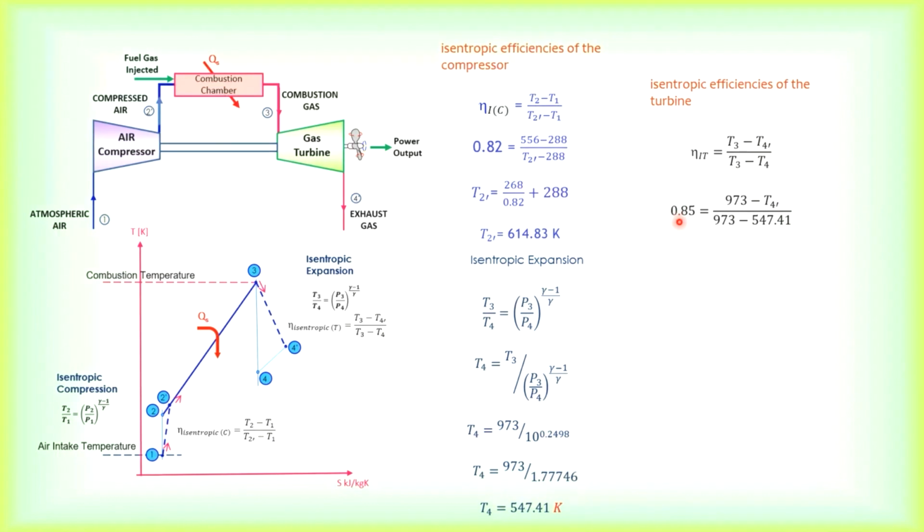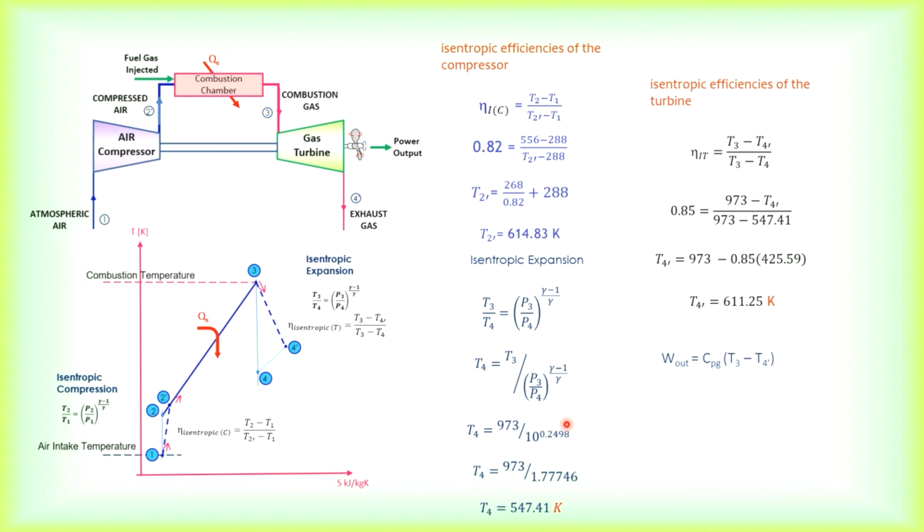So they have given us 0.85, right? From this, we will be able to find out the T4 prime, which is 611.25 K. Now the work out, so I have written down the formula. CPG, remember, this is the gas side, okay? This is the gas side.